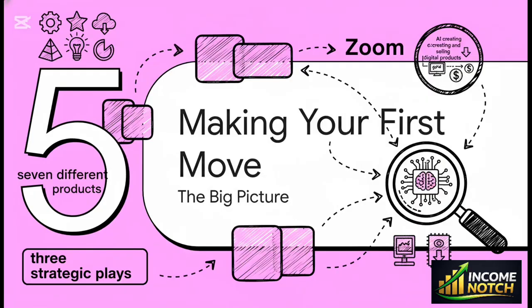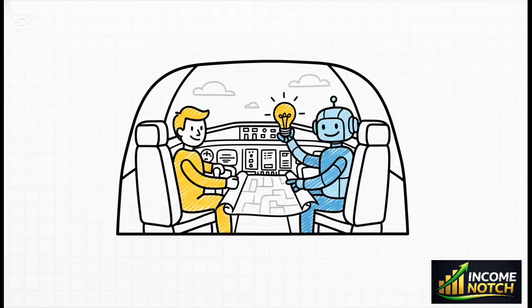So, we've gone through 7 different products across 3 strategic plays. But before we wrap this up, let's just zoom out for a second and focus on the single most important takeaway from all of this. Look, if you remember only one thing from today, let it be this: AI is your co-pilot, not the pilot. It can generate designs, write text, and spark ideas at an unbelievable speed. But it is your creativity, your curation, and your skill in refining that output that creates a product someone will actually want to buy. You are still the creator.